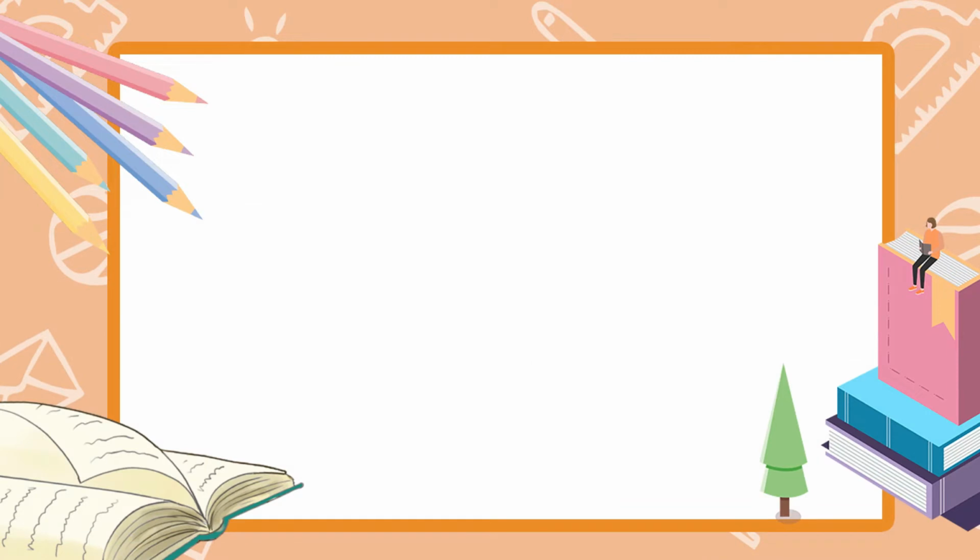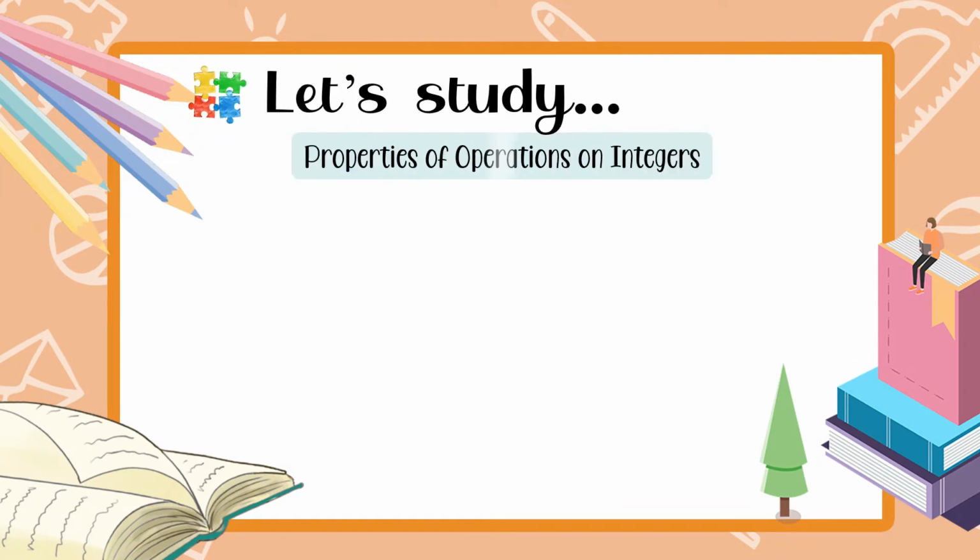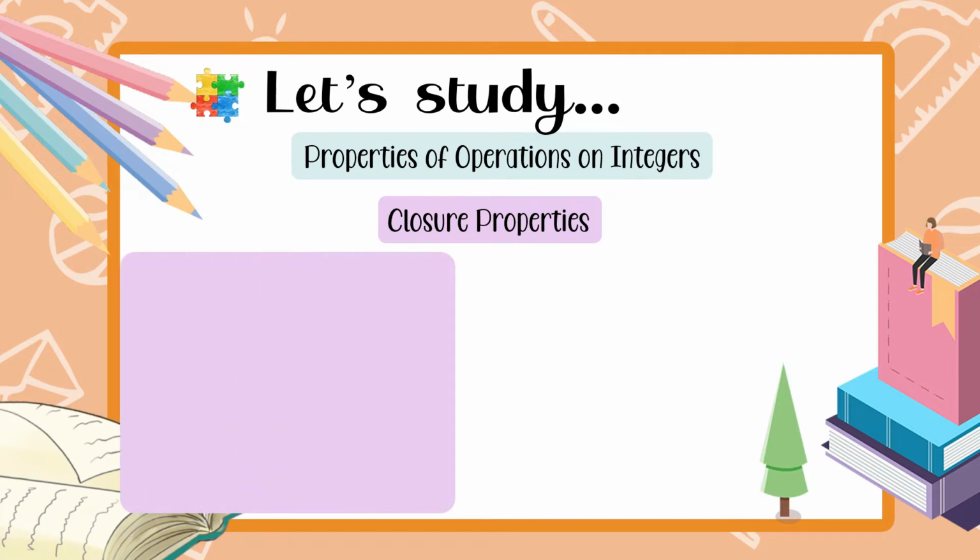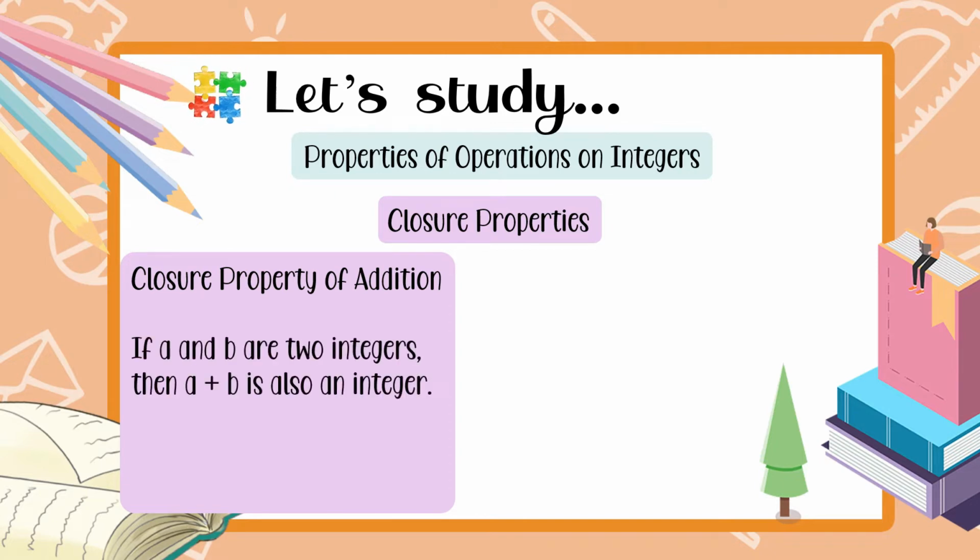Now that we are done with our review, let us study properties of operations on integers. So, we have 7, and the first one is closure properties. So, yung closure properties ay nahahati sa dalawa. So, the first one is closure property of addition. If a and b are two integers, then a plus b is also an integer. So, kapag meron kayong dalawang integer na pinag-add ninyo, the sum of those two integers is also an integer.